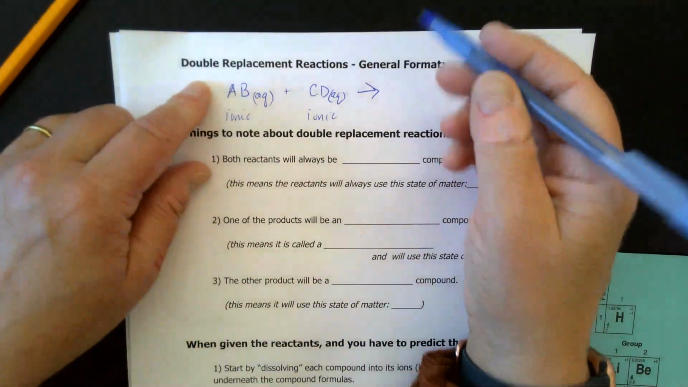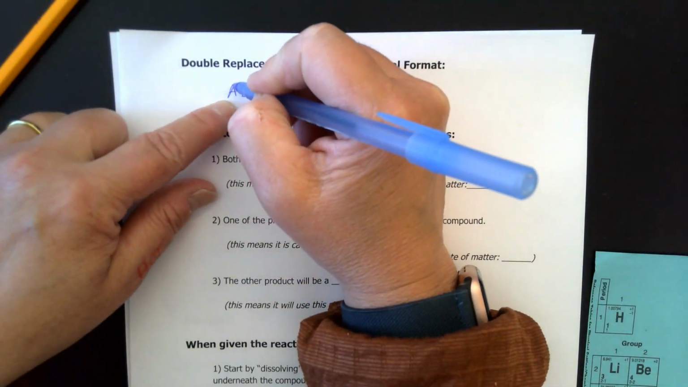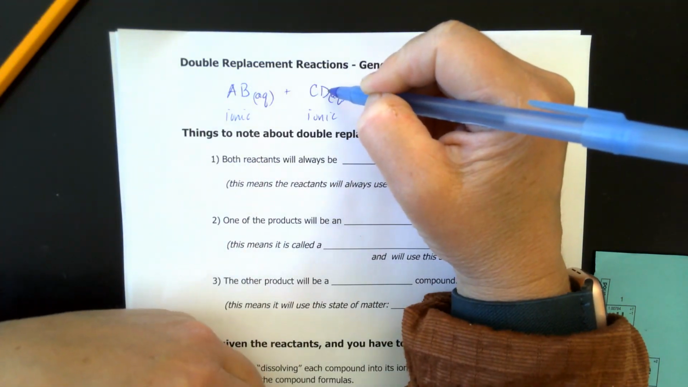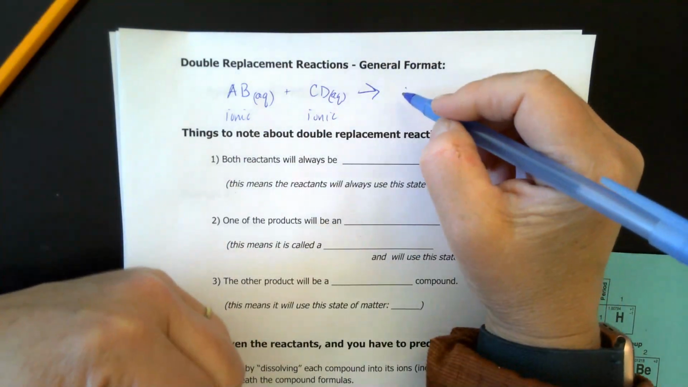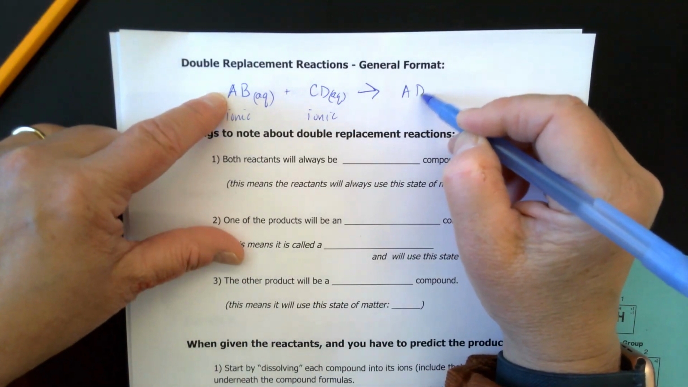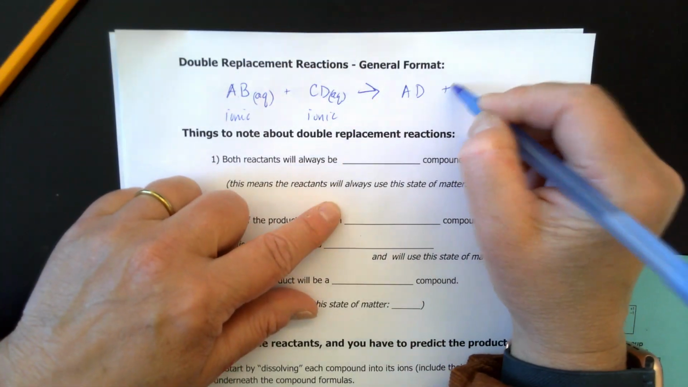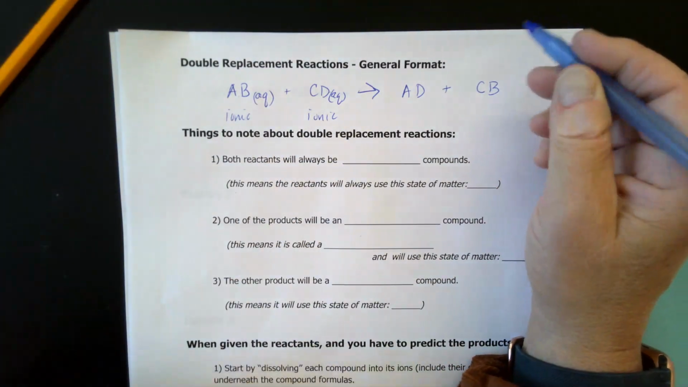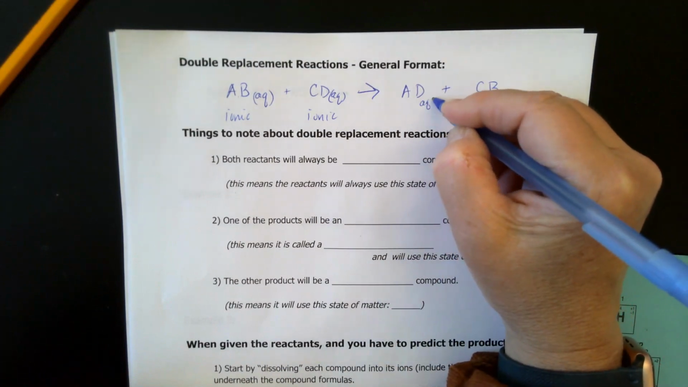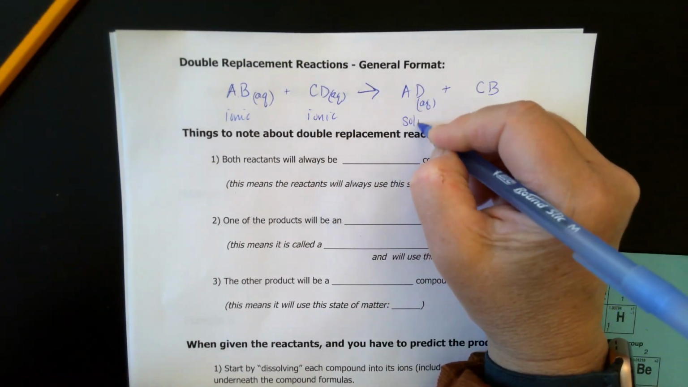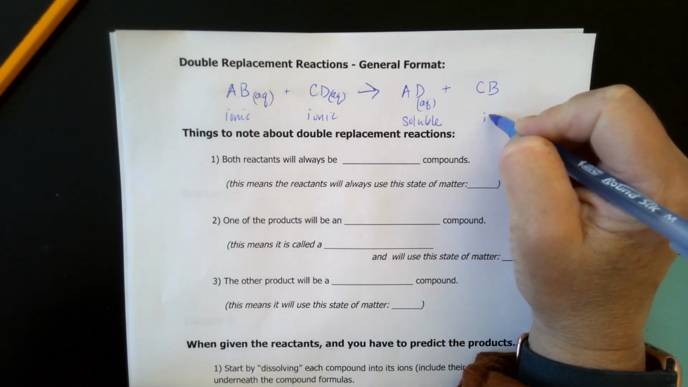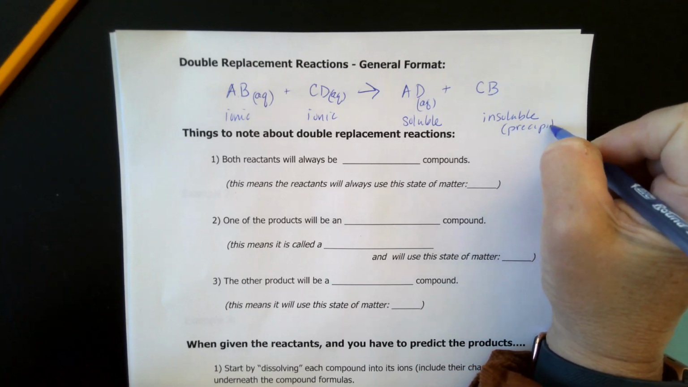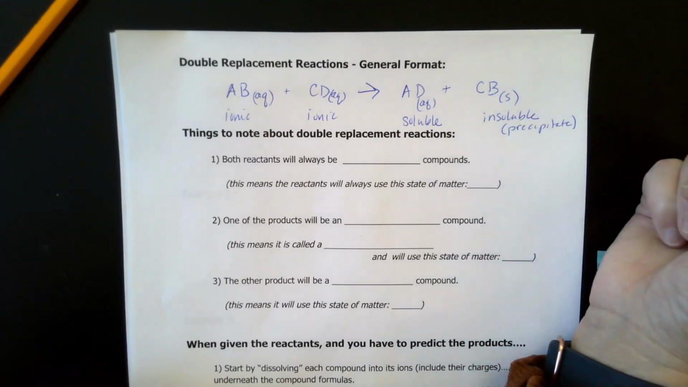Now, what will happen, remember, in an ionic compound, the metal is always written first, the nonmetal is written second. So when we make our new combinations, because we're going to get a partner swap here, the metal A is going to now connect to the nonmetal D, and the metal C is going to now connect with the nonmetal B. One of these will remain aqueous, one of these will remain soluble. The other one will be insoluble.